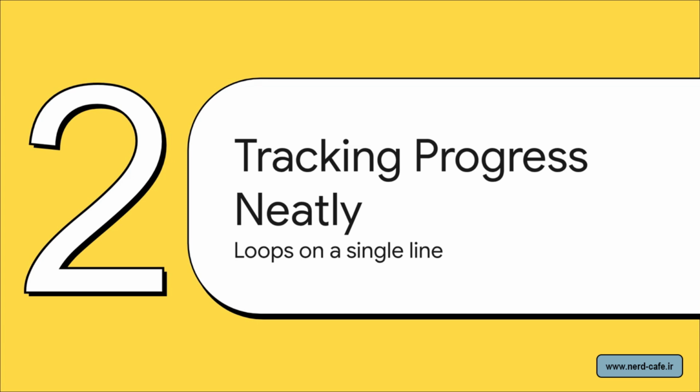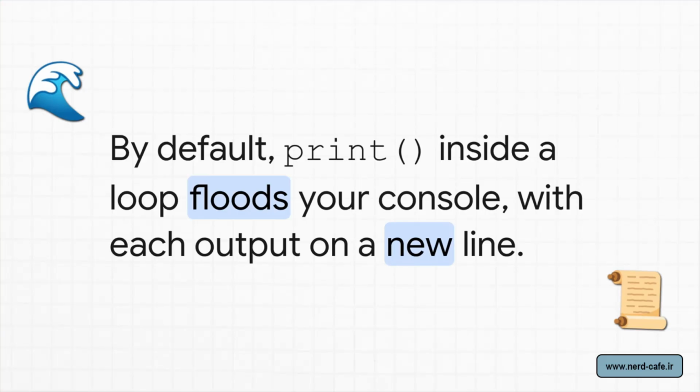Okay, let's move on to the next challenge. This one's for anyone who's ever tried to show some kind of progress indicator inside a loop. You know what I'm talking about. See, by default, every single time you call print inside a loop, it hops down to a new line. So if you're processing thousands of items, your console just becomes this endless waterfall of text, pushing all the important stuff out of view. It's just noisy, and it's not helpful at all for showing progress.